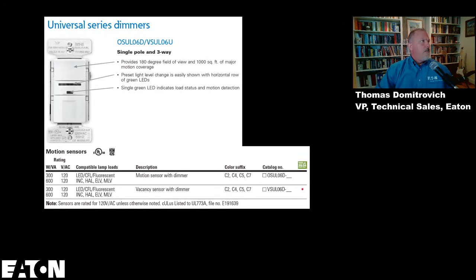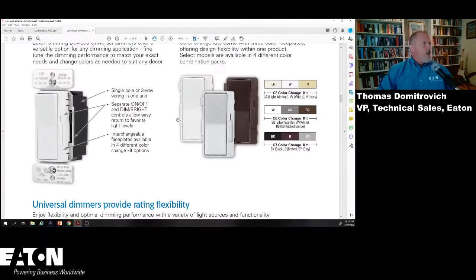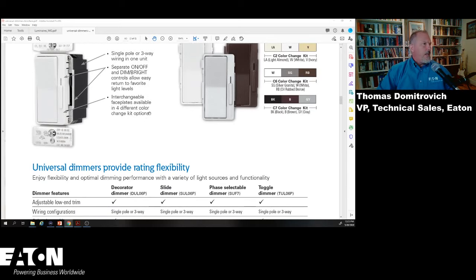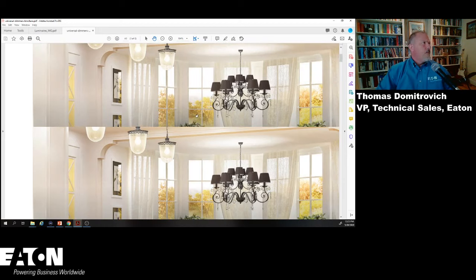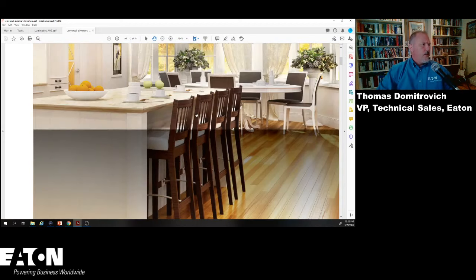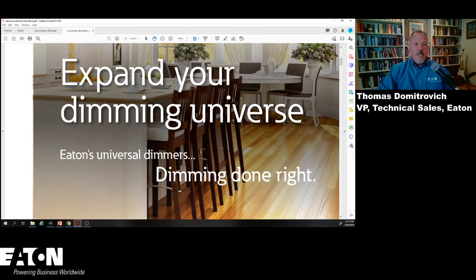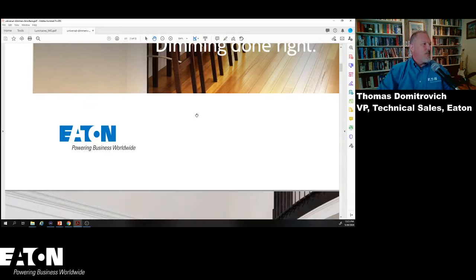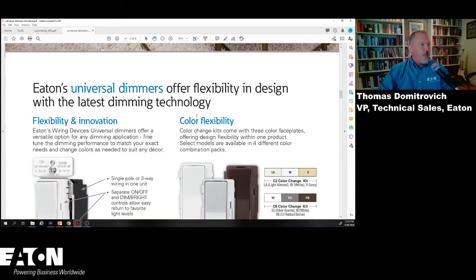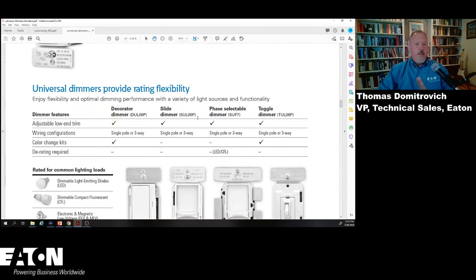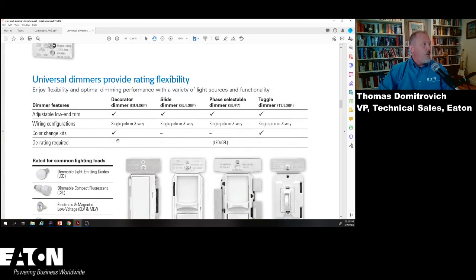So I'll just do this real quick. This is probably a better way to talk about it rather than cut it out of a sheet. But in any case, this is our catalog for universal dimmers, and dimming done right. I like that. Eaton's universal dimmers. So you have to be aware of what dimmer you're using for what loads, and the manufacturer's information and literature will give you that information.